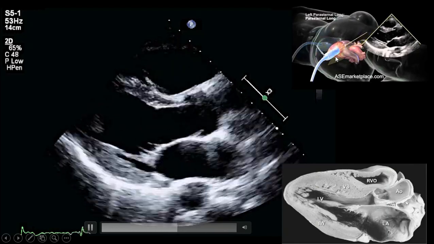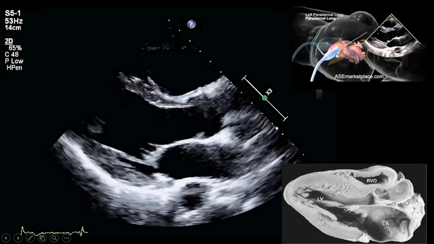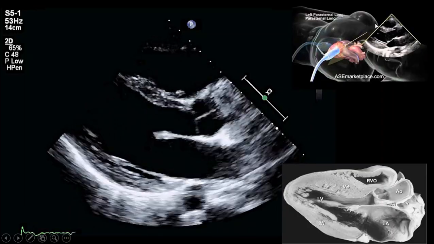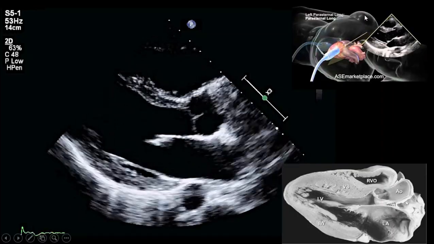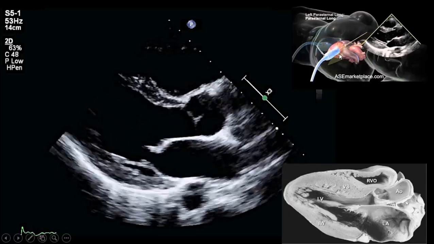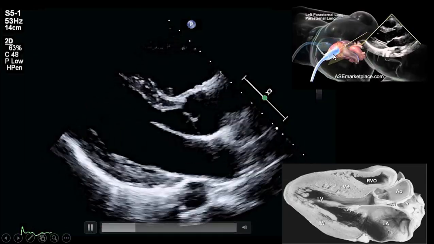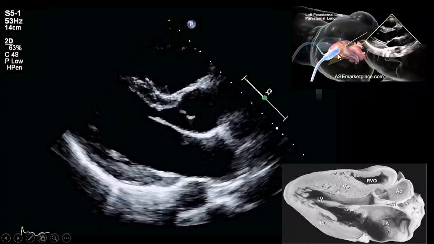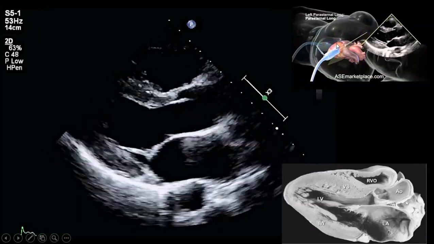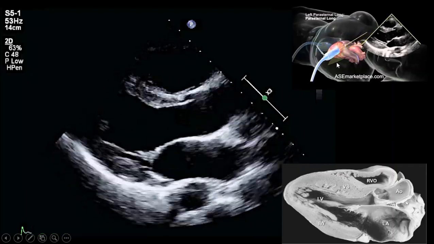And our probe direction is with the marker toward almost between 10 and 11 o'clock, or pointing to the right shoulder of the patient, and our probe is perpendicular to the chest, somewhere between the third and fourth intercostal space at the left side of the sternum.